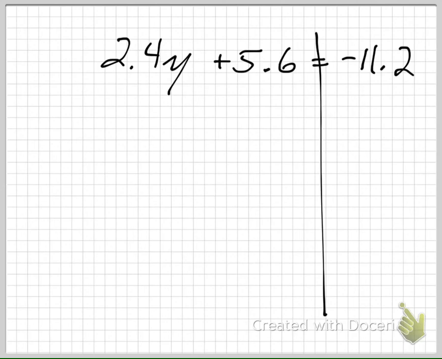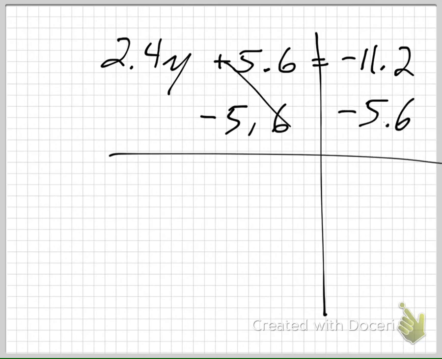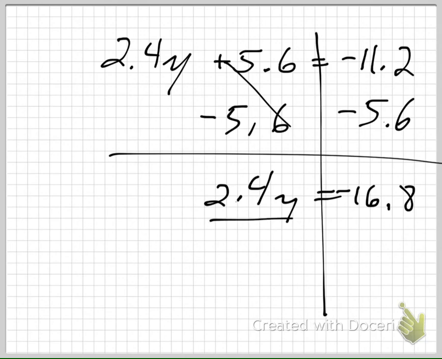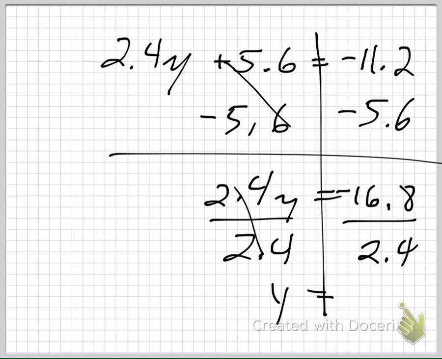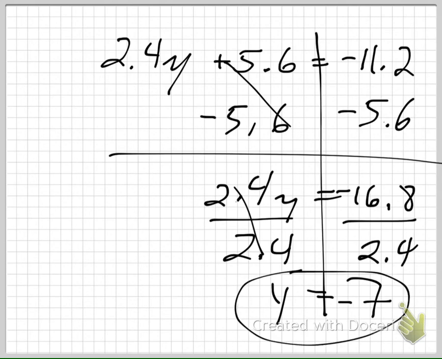Now what's next? You're looking, is the variable happy? No. Why not? Because it's not alone. Yeah, there's all kinds of stuff. What am I going to do first? Minus 5.6. Minus 5.6. 2.4y equals negative 16.8. Then you go divide by 2.4, divide by 2.4, y equals, and then in your calculator you type it in. What does it come out to? Negative 7. Very important that you write this.